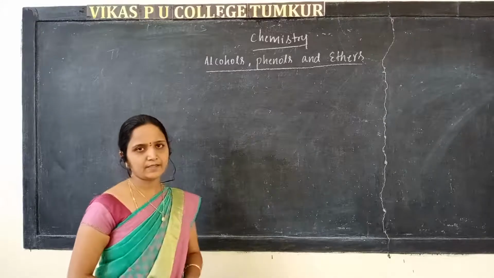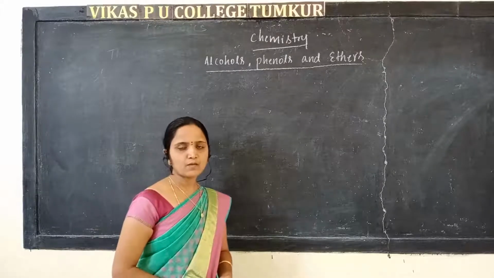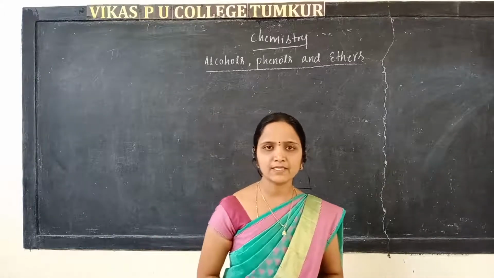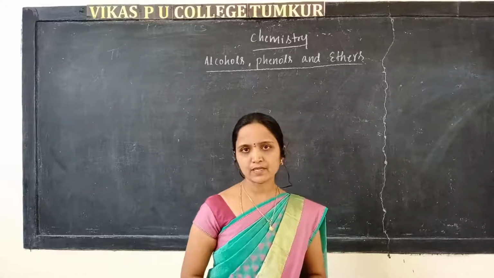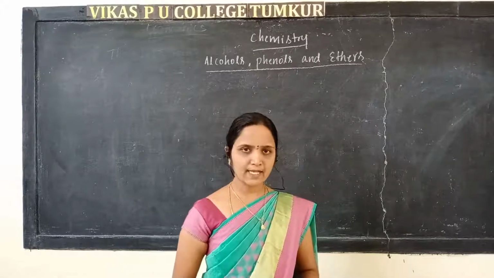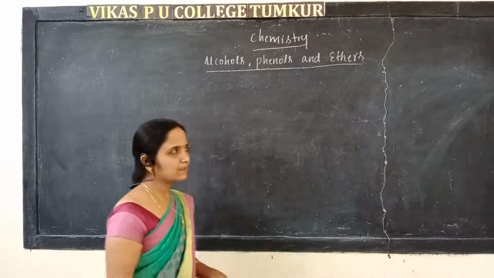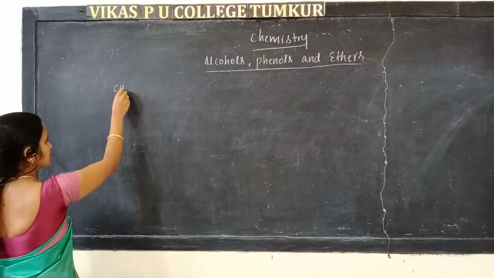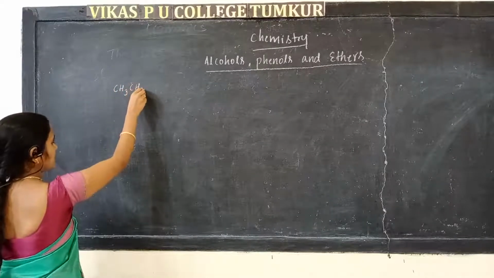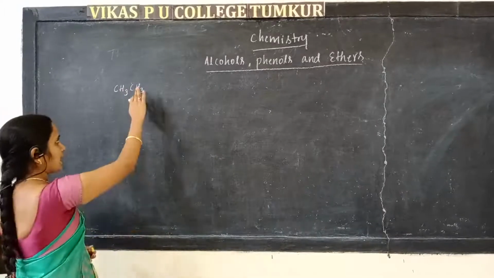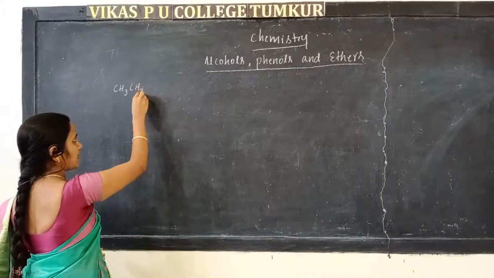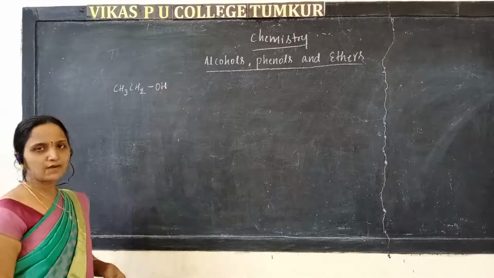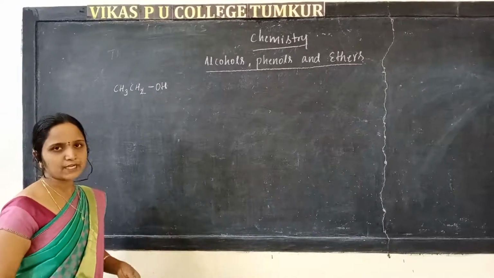These are obtained when one or more hydrogen atoms of a hydrocarbon are replaced by hydroxyl groups. That we call alcohols. If you take one example, any hydrocarbon, that is ethane, one hydrogen atom is replaced by the hydroxyl group. One or more hydrogen atoms can be replaced.